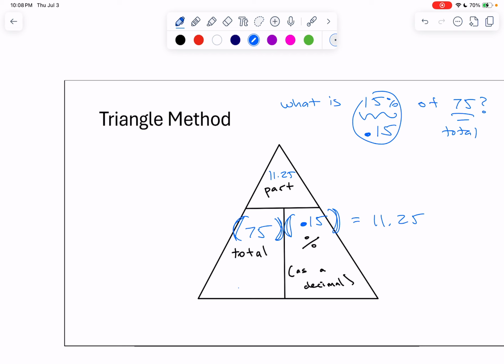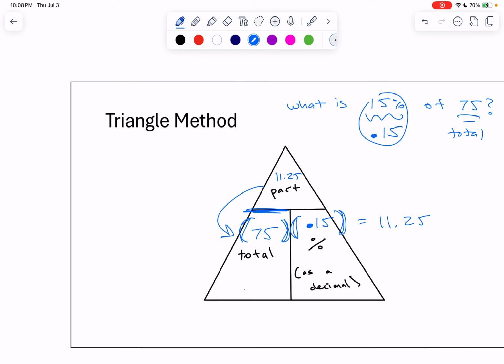If I take 11.25 and divide it by the 75, do I get 0.15? Let's see. 11.25 divided by 75. Punch it out on your calculator. Pause the video if you need to. And absolutely, we get 0.15. So again, if you have two pieces, either your part and total, or your total and percent, you can always find that third part.